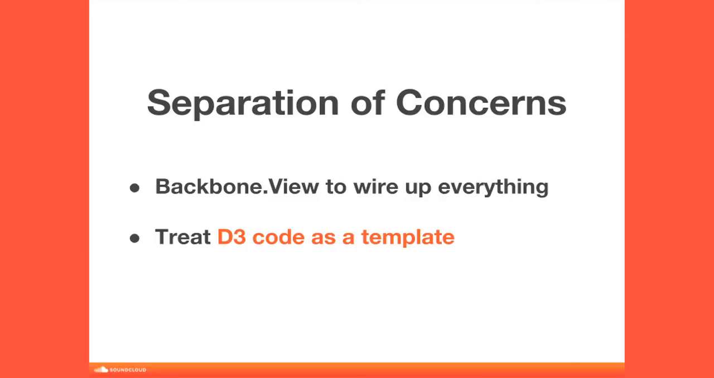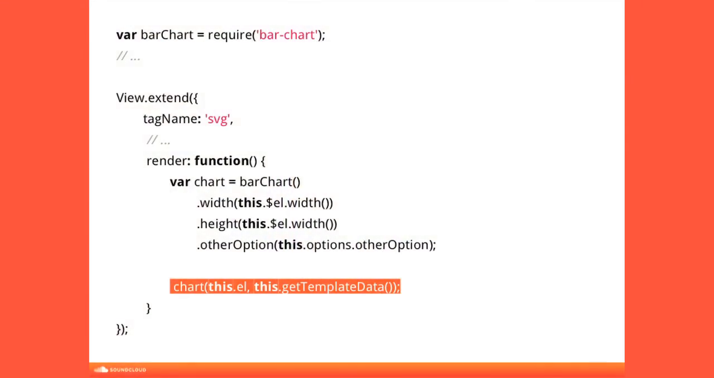That's what I talked about before. The Backbone view just wires up everything, gets the data, and gets instantiated, and once we have the data, then comes the D3 part. We treat D3 code as a template, because it is a template: it takes data and makes it into some sort of DOM representation. So it turned out to be a good idea, because that's the essence of the integration. It's not even interesting.